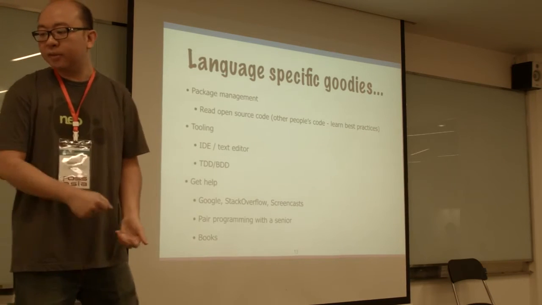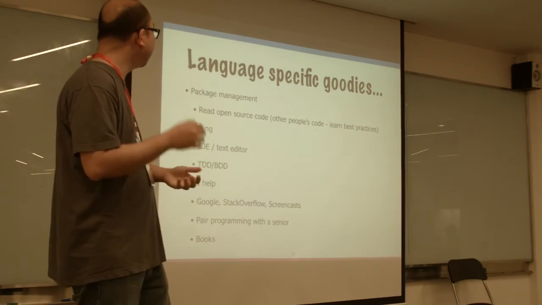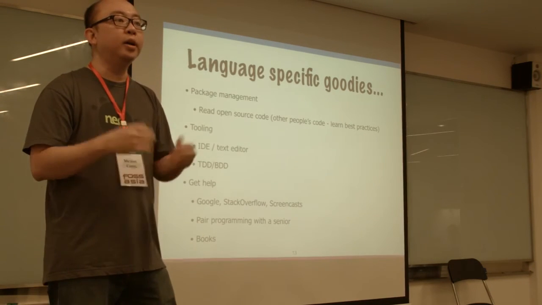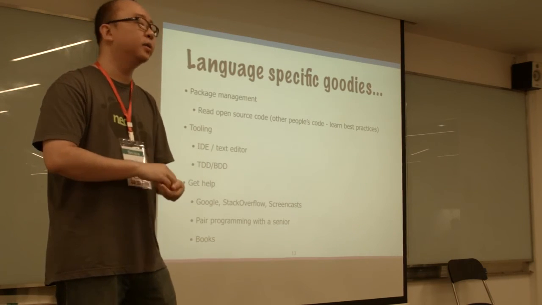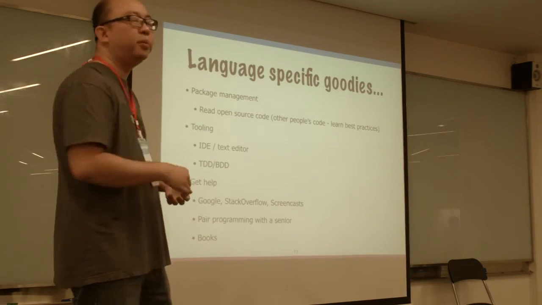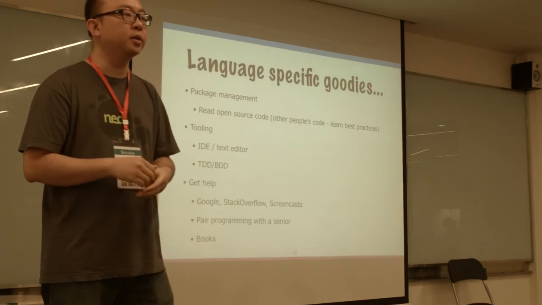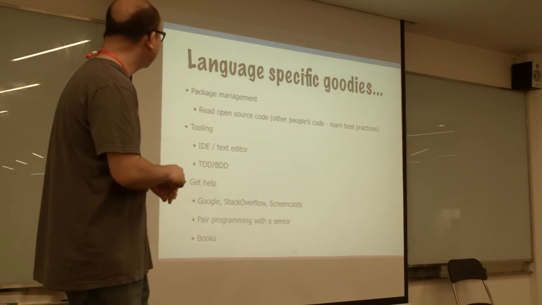Some more language-specific goodies, right? So what you need to learn to be good at any programming language. First of all, learn about package management. How do you include open source code into your application, right? So that's really cool. Like in PHP, there's Composer, which is a package management tool. In Ruby, there is Gems. You can do that as well.